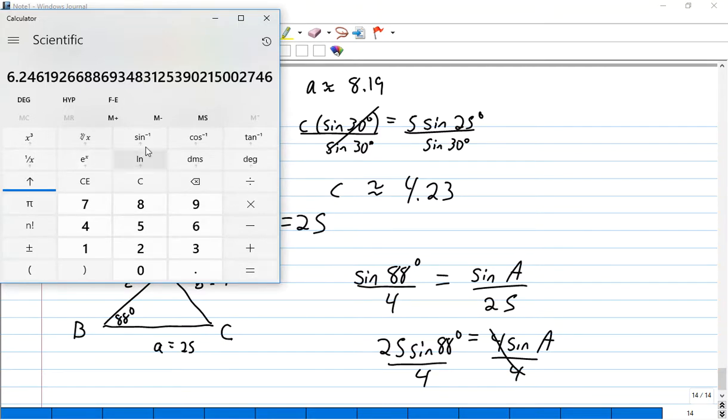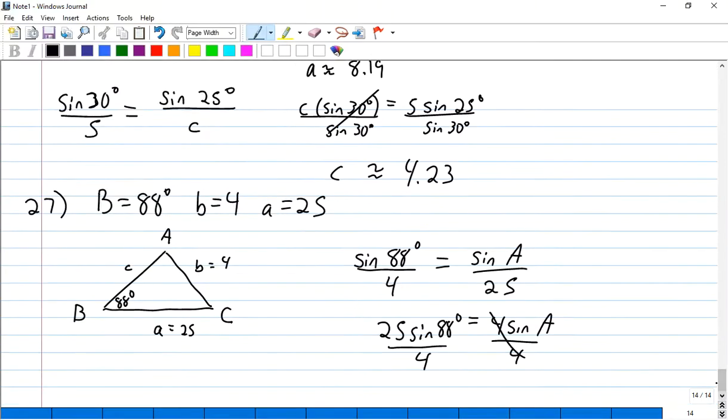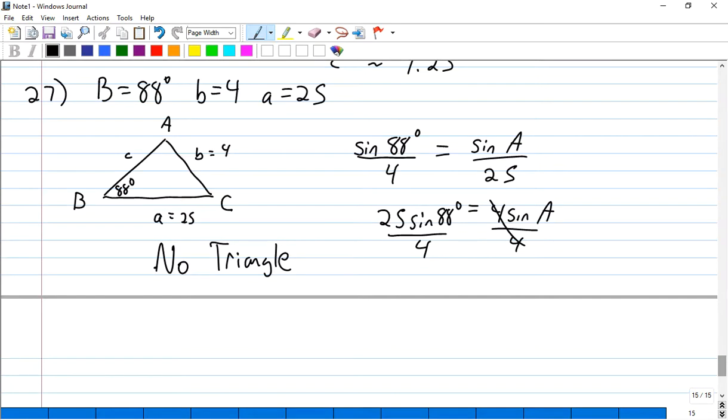So second sine, domain error, invalid input. So that means no triangle. Alright, so 27 is the no triangle. Number 28.